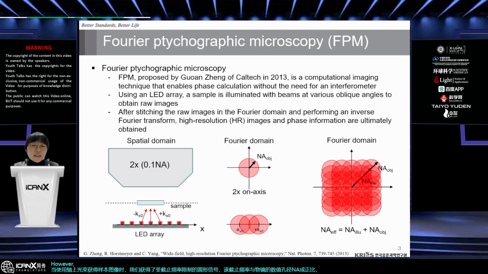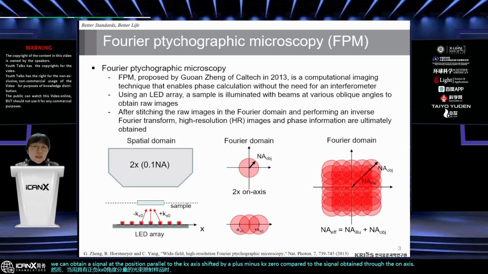However, when illuminating the sample with beams having plus minus kx0 angle components, we can obtain a signal at the position parallel to the kx axis shifted by plus minus kx0 compared to the signal obtained through the on-axis beam in the Fourier domain. In other words, by stitching them, the cutoff frequency in the kx axis can be extended.